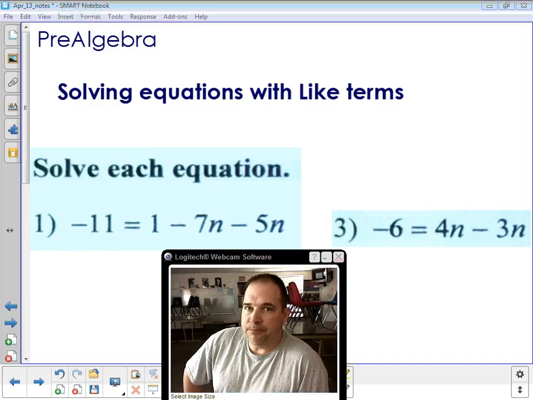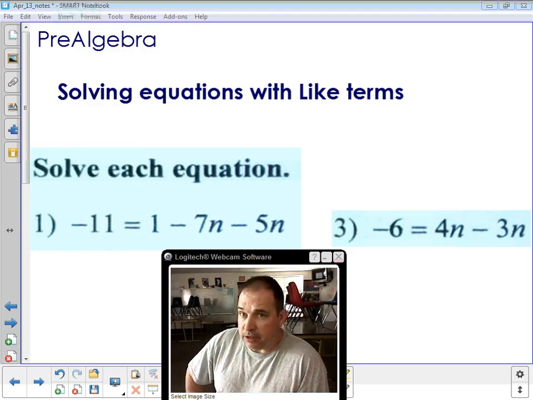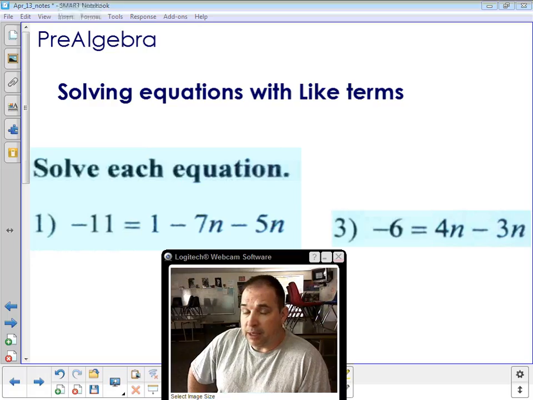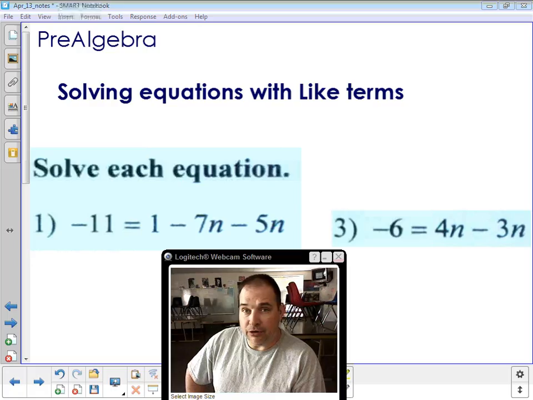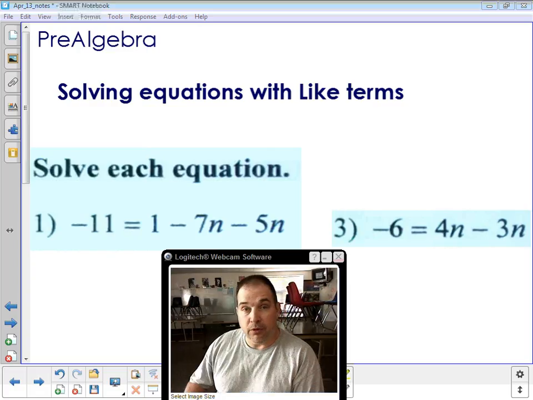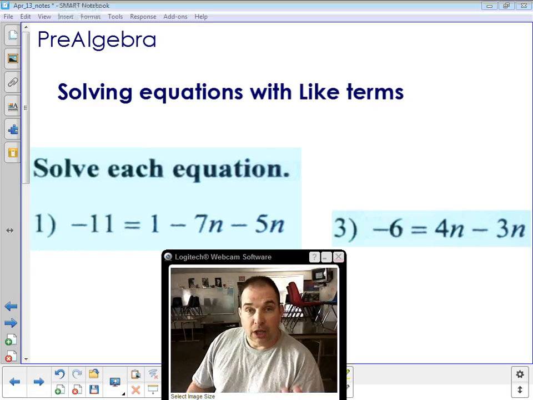Hello, pre-algebra. Today we're looking at solving equations again, but this time it's a little different from the ones we had been doing. These might be two-step equations, they might be three-step equations, they might be more than that. But what's going to happen here is you're going to see like terms. So we're going to have to simplify the like terms first before we find out if we have a one-step problem or a two-step problem.